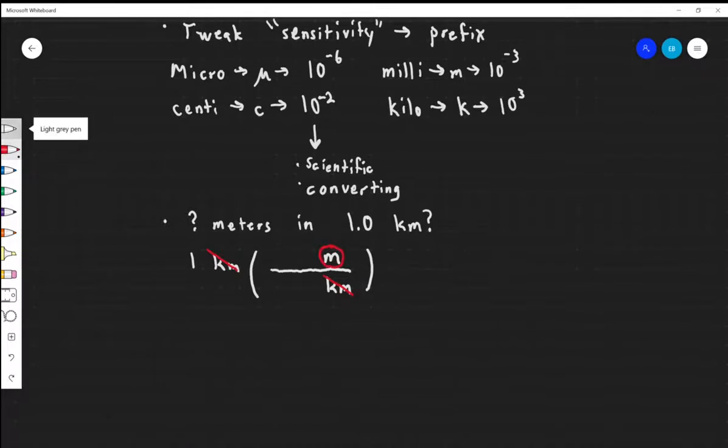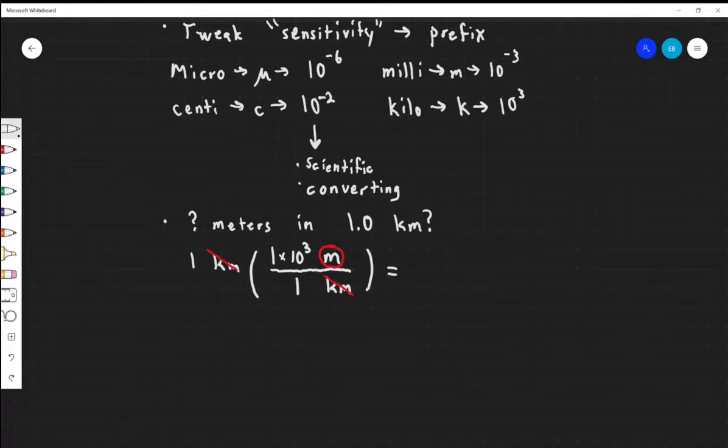So now the only thing I need to do is figure out what's the conversion factor between meters and kilometers. Well, from the prefix chart, I know there's 10 to the third. So 1 times 10 to the third meters, or 1,000 meters, in 1 kilometer.